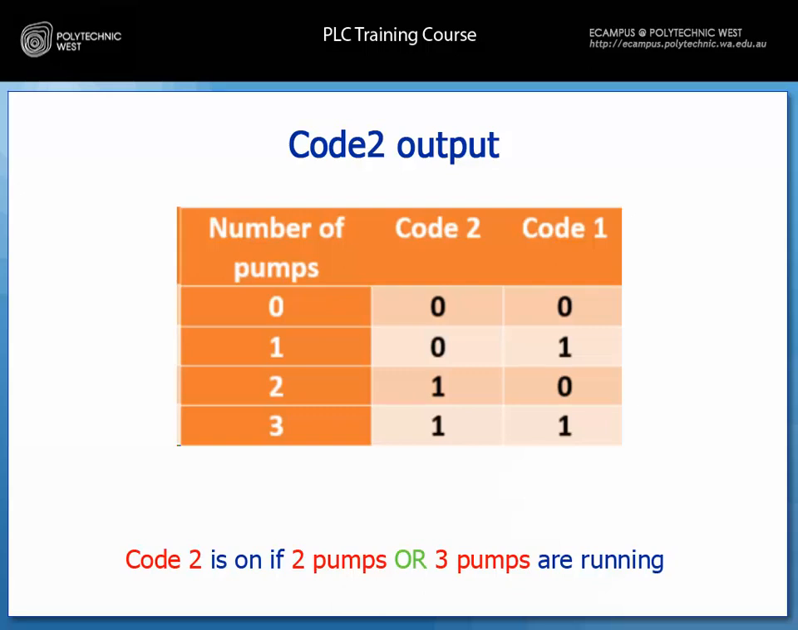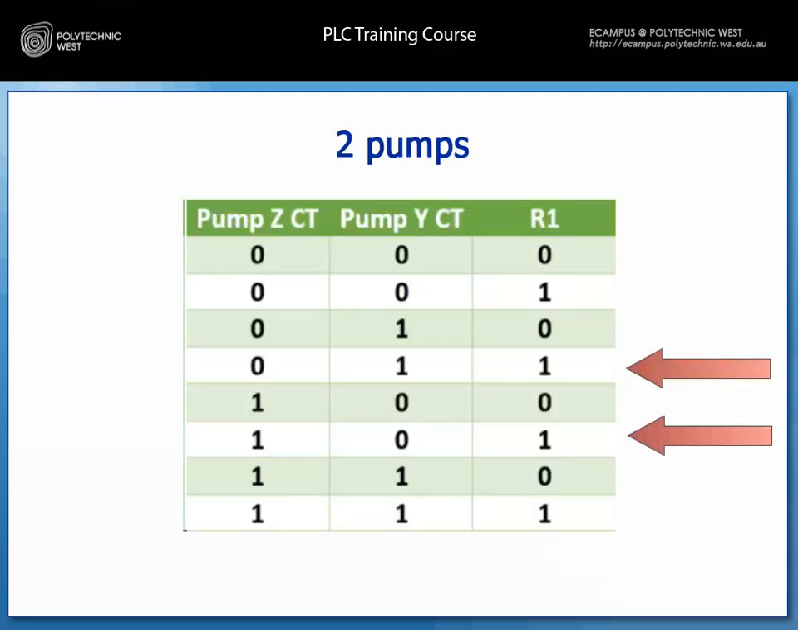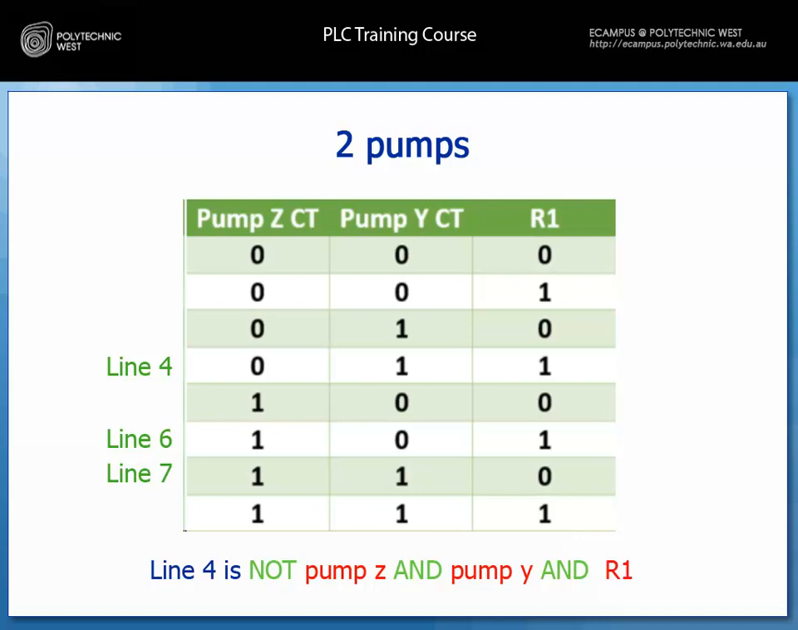The next section to develop is the code 2 output. Code 2 comes on if there are 2 pumps or 3 pumps running. We need an internal relay for 2 pumps. Here is the truth table showing all the combinations of pumps running. Identify which ones occur for 2 pumps running. Go ahead and produce the program for the 2 pumps relay.